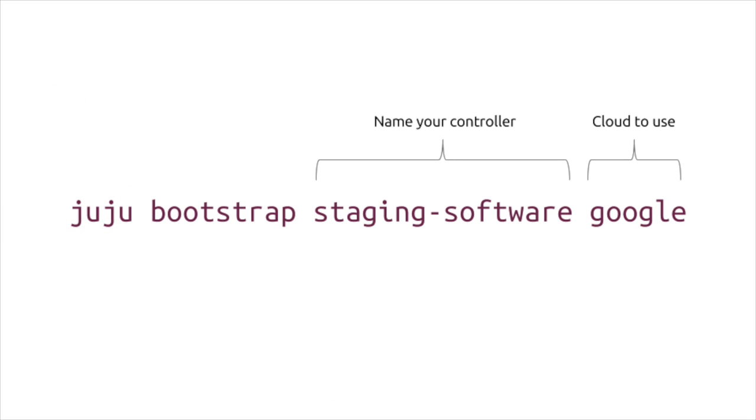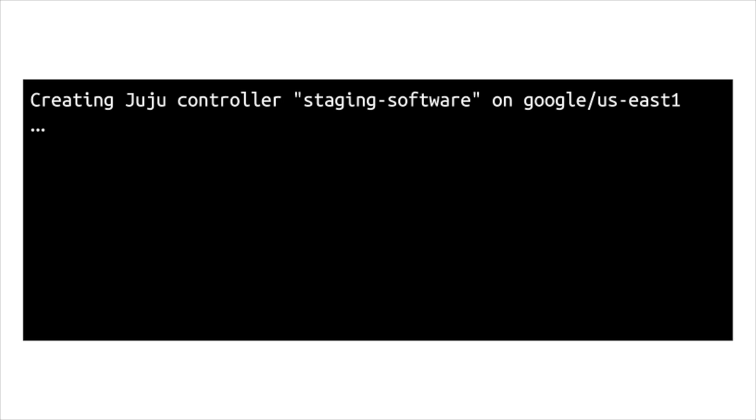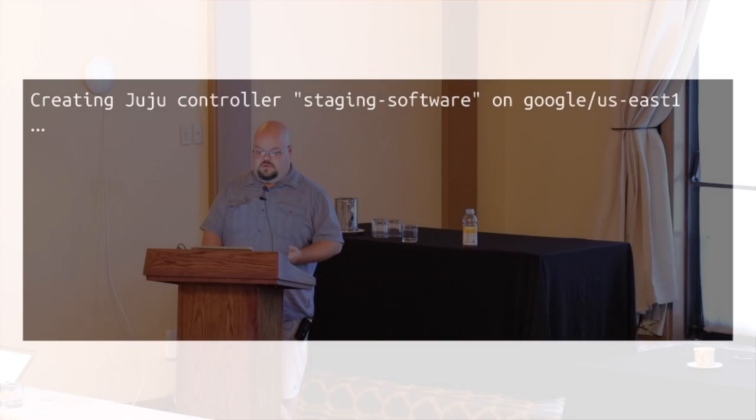So you give it a name that's meaningful to you, and then what cloud it goes to. Notice I didn't specify a credential, I'm just going to use my default credentials. So you issue that command, you get this creating Juju controller, staging software, it tells you where it's creating it. Also notice that the region of the cloud is just picked by default, and you can override that.